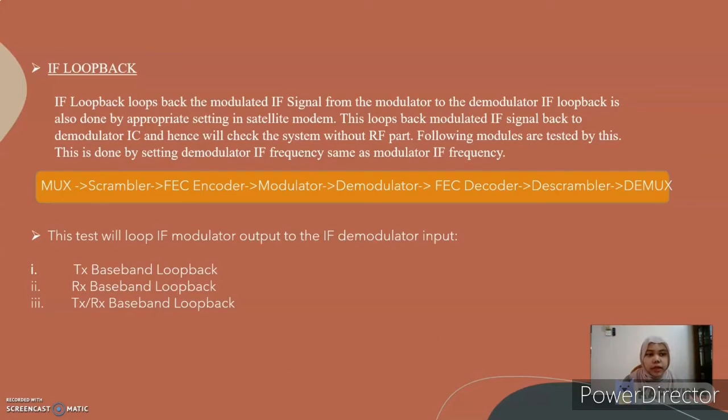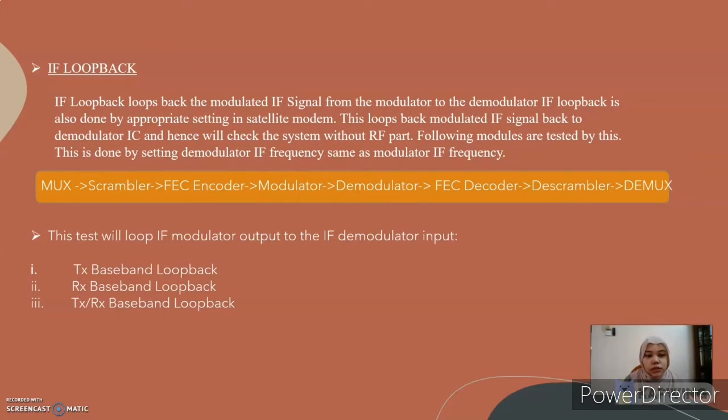IF loopback. IF loopback loops back the modulated IF signal from the modulator to the demodulator. IF loopback is also done by appropriate setting in the satellite modem. This loops the modulated IF signal back to the demodulator IC and hence will check the system without the RF part. The following modules are tested by this. This is done by setting the demodulator IF frequency the same as the modulator IF frequency.